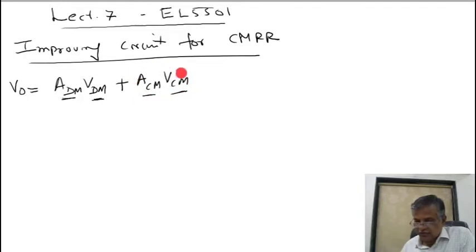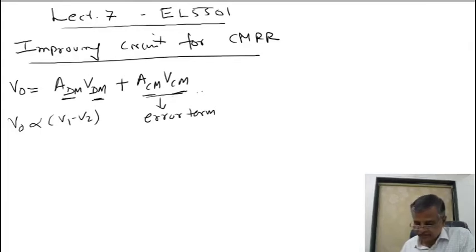In this equation you already know that this term is called the error term. The reason is that this introduces error in the output. Actually, your output should be proportional only to the difference of the input signals. You should not get such a component in the output. Therefore, it is called the error term.